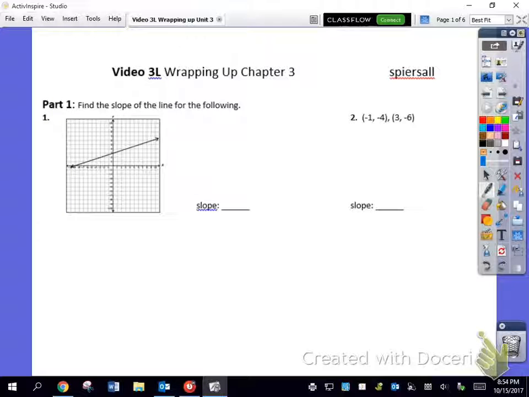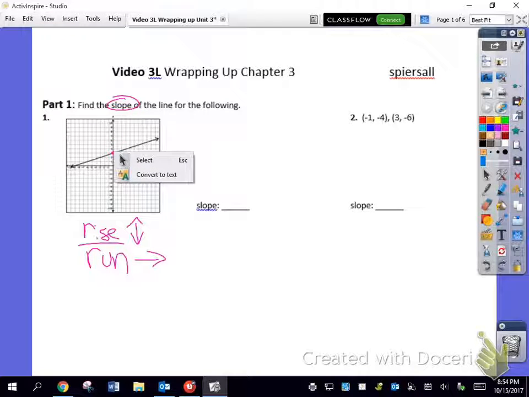Okay, we're going to wrap up chapter 3. So we want to find the slope. Now remember, from a graph, it is rise over run. So how many you go up or down and then to the right. So find 2 points. It doesn't matter what 2 points you want to use. You just want to make sure that they're distinct.